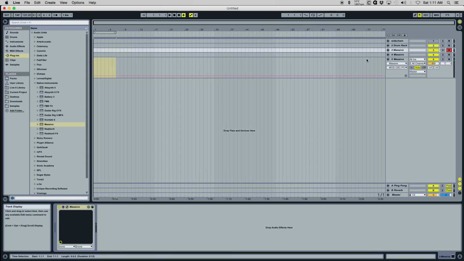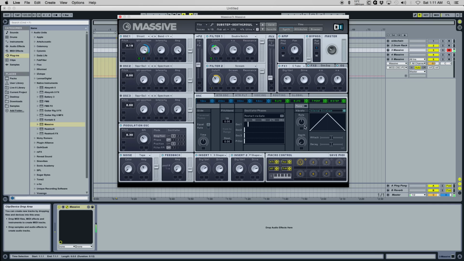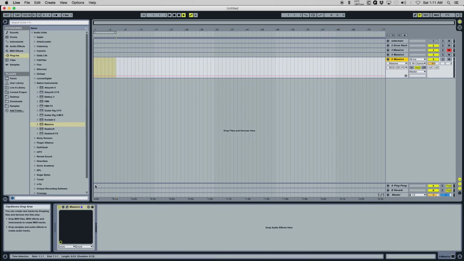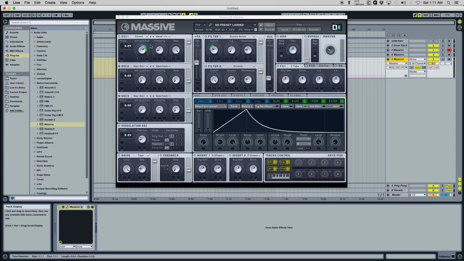Let's see how this one sounds. I didn't even look at it, so let's see what's the difference. It's a bit different, but essentially this is kind of the same in nature. I'll make sure to include this patch as well, what we just made here, so no biggie.